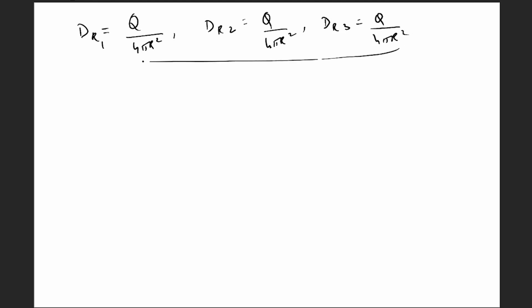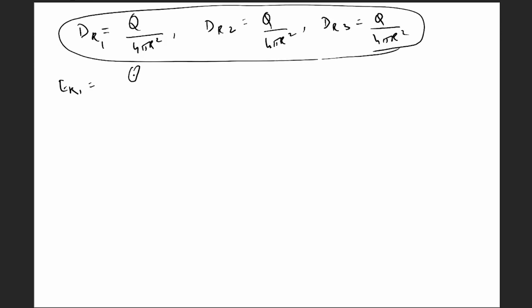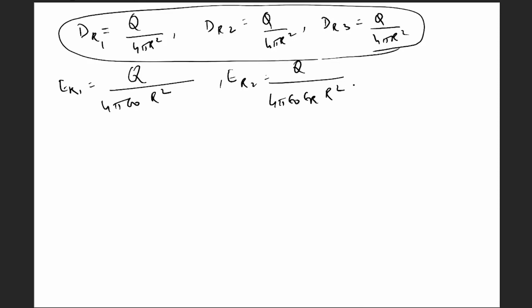So from previous slides we can see that D r1 was equal to Q by 4 pi r square, D r2 was again Q by 4 pi r square, and D r3 was again Q by 4 pi r square. So its value does not change. In all the three it will remain same. But E r1 was Q by 4 pi epsilon naught r square, E r2 was Q by 4 pi epsilon naught epsilon r square, and E r3 was again Q by 4 pi epsilon naught r square.